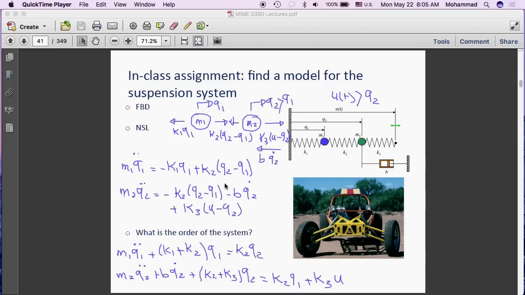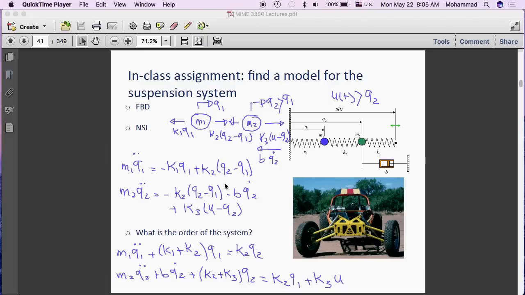Now, we may not care as much about mass 2. That is the sprung mass, the one that moves up and down, not in direct contact with the passengers. But we probably do care about mass 1. That represents the unsprung mass.